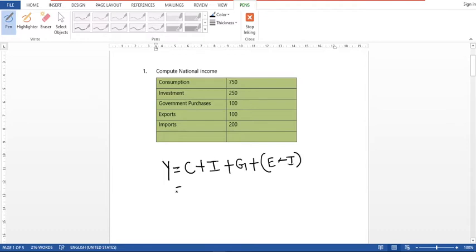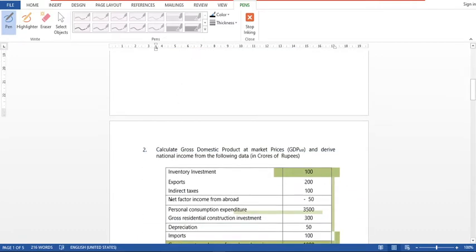Is it alright? Now this is a very simple question whereby consumption is 750, investment is 250, government purchases is 100, export is 100, and import is 200. So 100 minus 100 will be cancelled. 750 plus 250 will be 1000. So 1000 will be national income. Is it alright? Now let us go to question number 2.